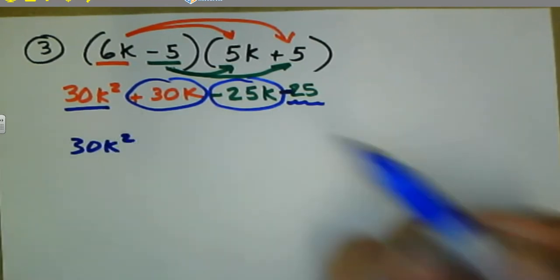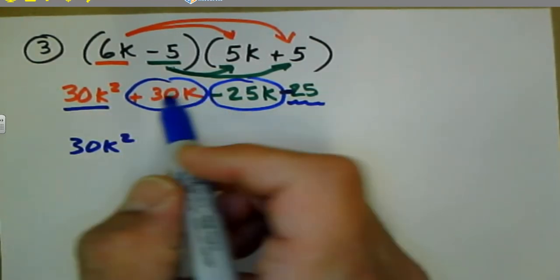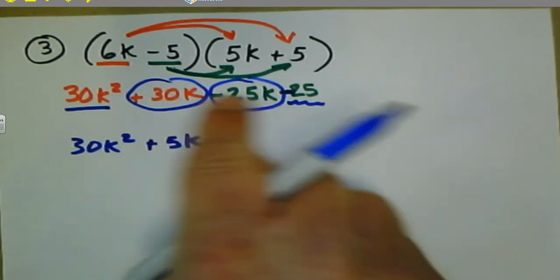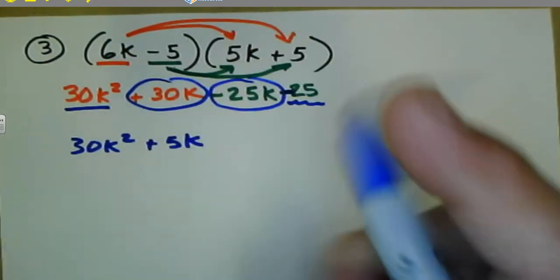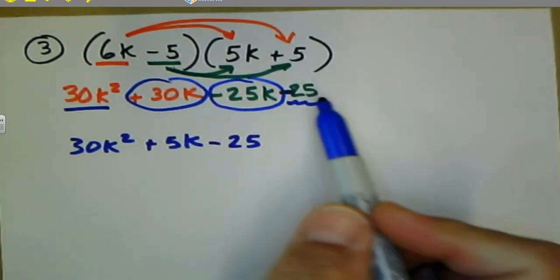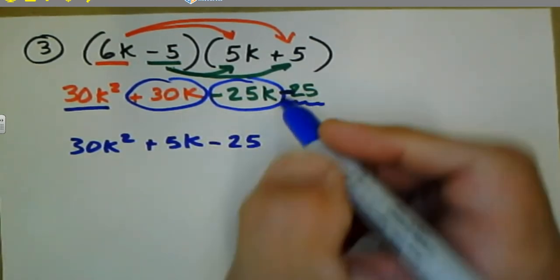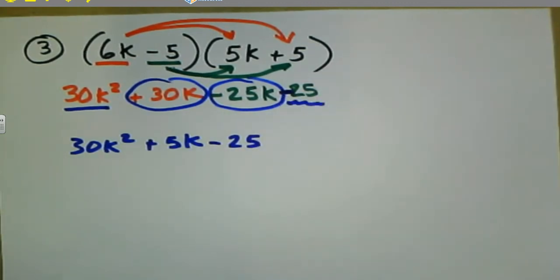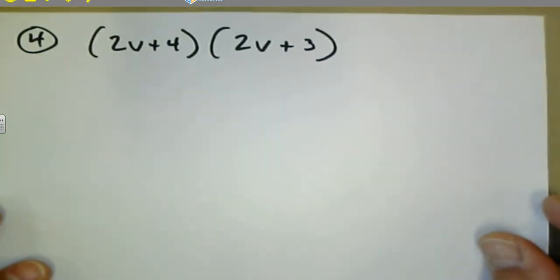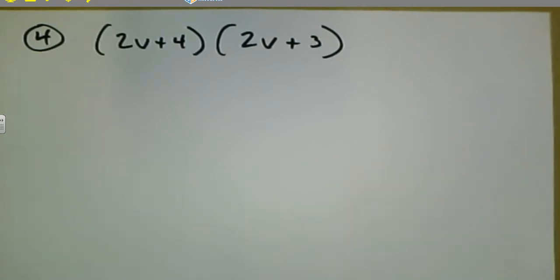30K squared, nothing to add it to. 30 minus 25 is 5K. We do not add K's together. We only do that when we multiply. And then negative 25. And you can see how that kind of almost looks like a plus. That's why I went in there and redid that, so you can clearly see it was a negative. So be careful when you do circles. Graphic organizers can help you and hurt you. You just have to be careful with them and organized with them.